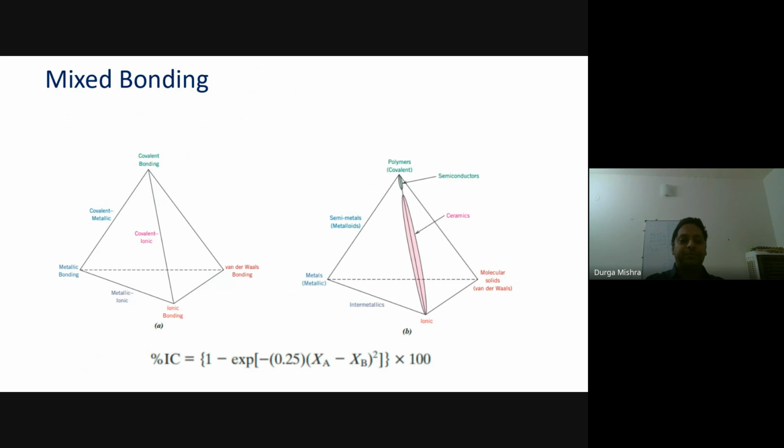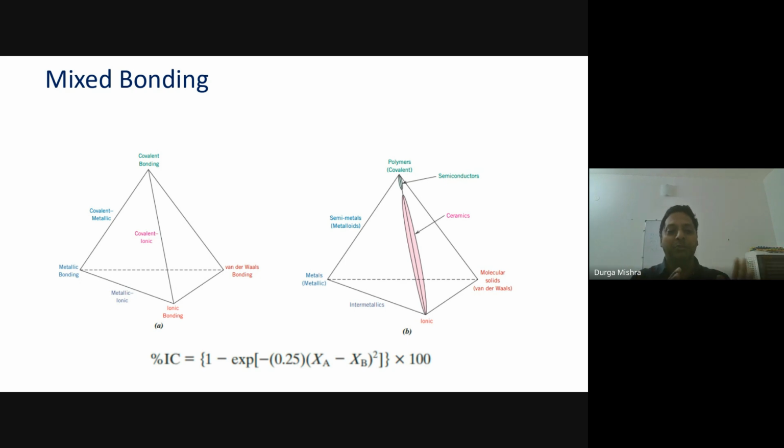Another very interesting aspect is mixed bonding. Mixed bonding happens because there is a difference in the electronegativity of the different elements involved in the bond formation. Because of this electronegativity difference, you may not have a pure covalent, pure metallic, pure ionic or pure van der Waals bonding. It could be something in between.